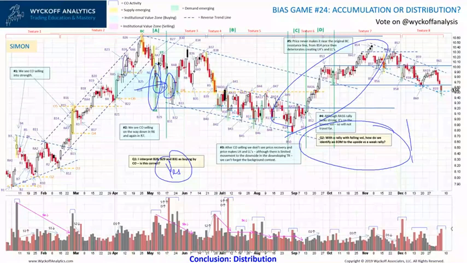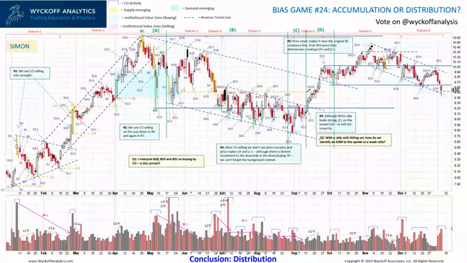Simon is saying, I had in mind that it was accumulation, but second guessed my analysis when we got to RA16. All right, where is that? Where is RA16? In phase D. Okay, right here. Okay, so what's weak rally, weak hands rally? Okay.